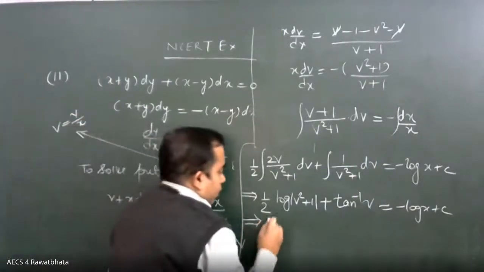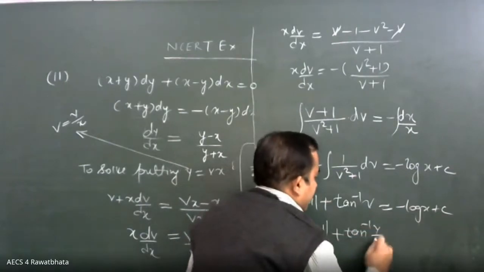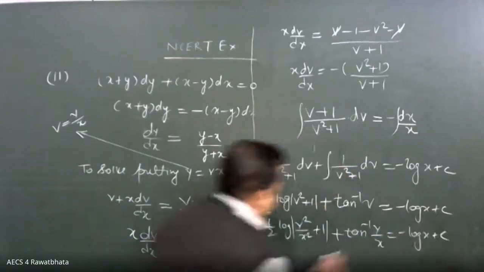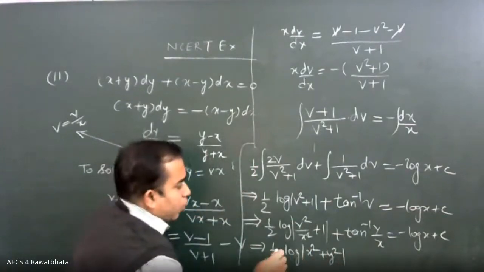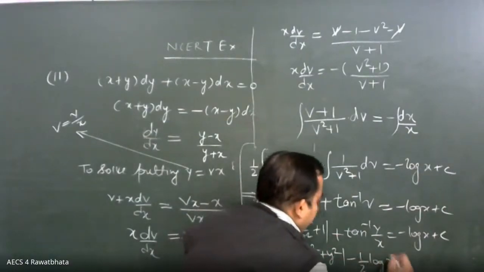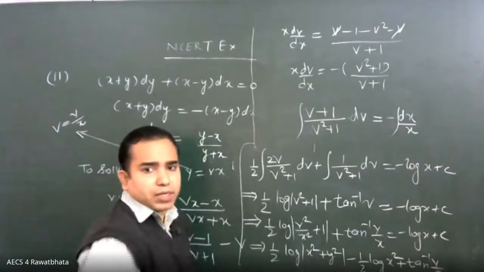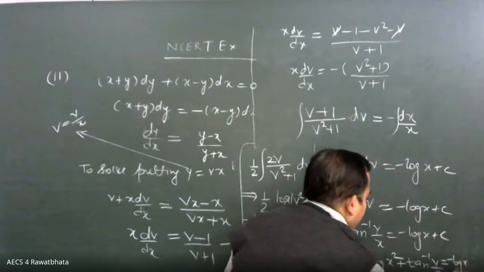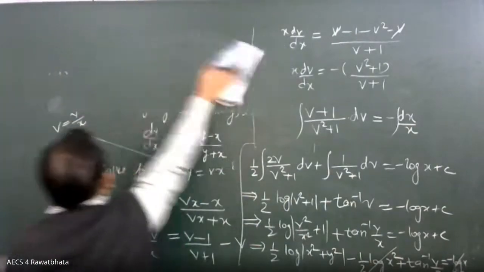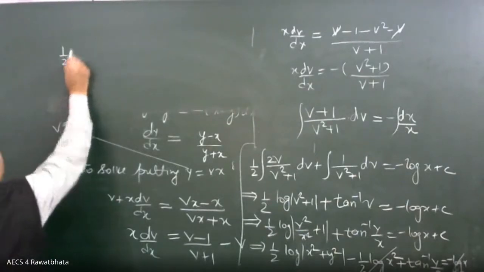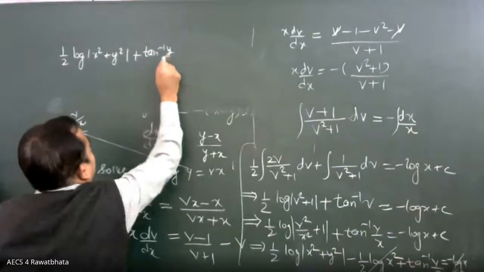Substitute. Half log y square upon x square plus 1 plus tan inverse y upon x equal to minus log x plus c, and this will become half log x square plus y square, right? And log a upon b is log a minus log b, that I can do, minus half log x square plus tan inverse y upon x equal to minus log x plus c. Minus half log x square and minus log x are same thing, and here I get my final answer. My final answer is half log x square plus y square plus tan inverse y upon x equal to c.